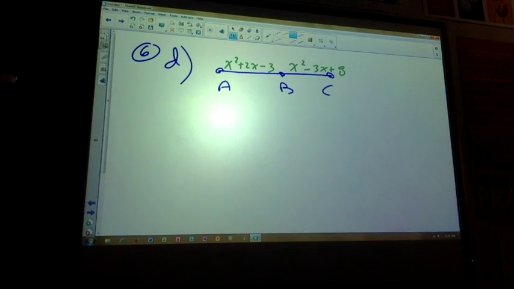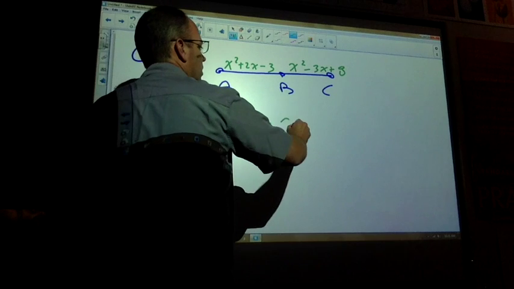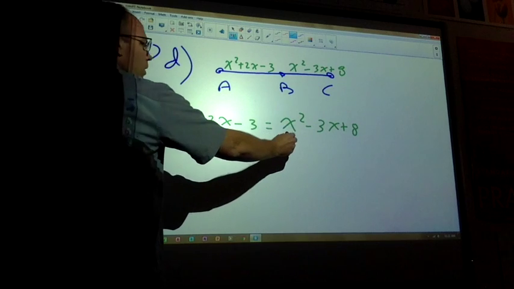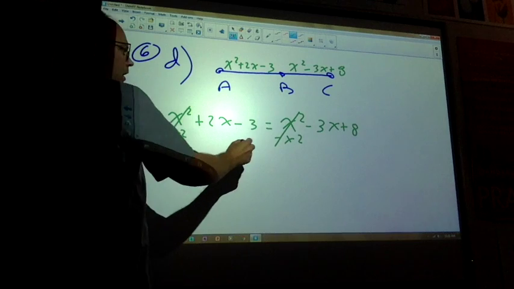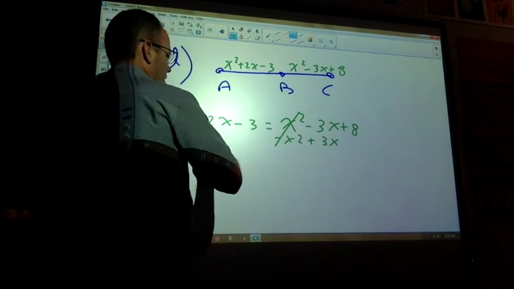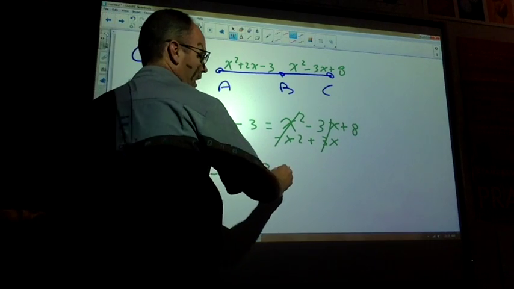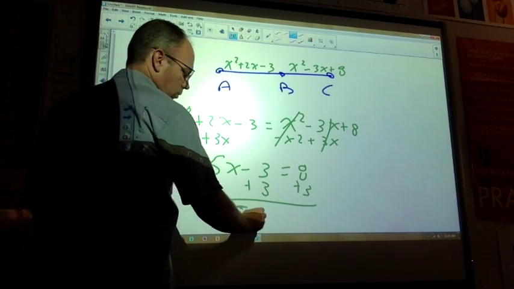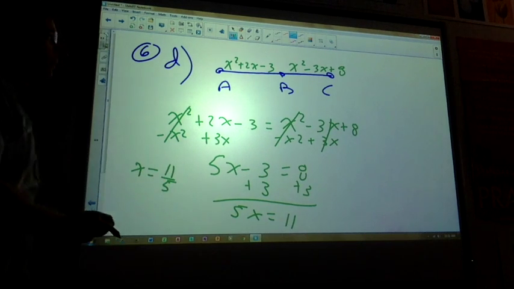So if B is the midpoint, that means the segment on the left is equal to the segment on the right. So algebraically, I'm going to set each of these equal to each other. If I subtract x squared from both sides, they cancel out nicely for us. And then if I add 3x, reduce here, that gives me 5x minus 3 is equal to 8. We add 3 to both sides. 5x equals 11. So x equals 11 over 5, or 2 and 1/5.